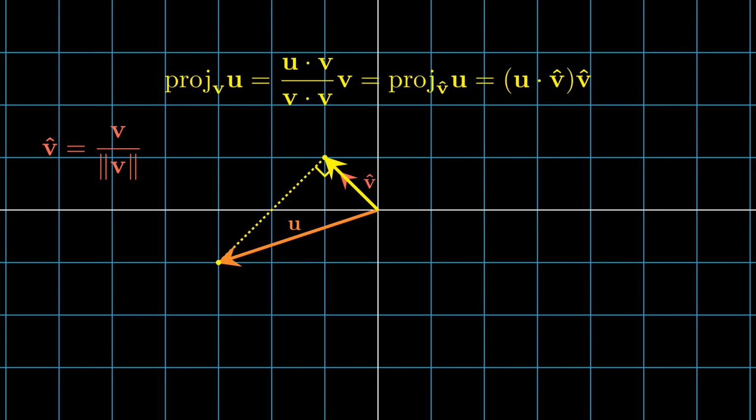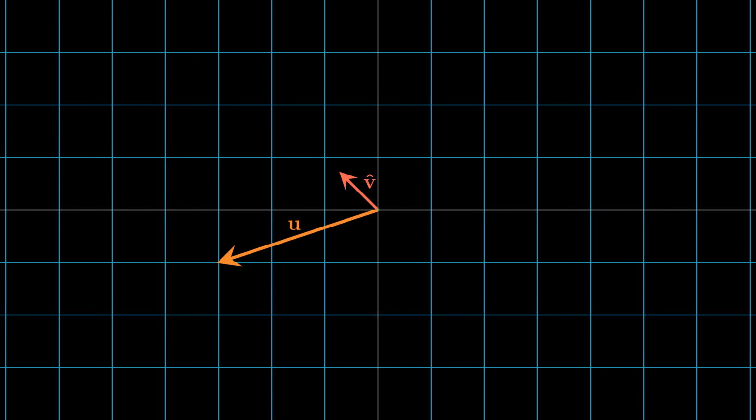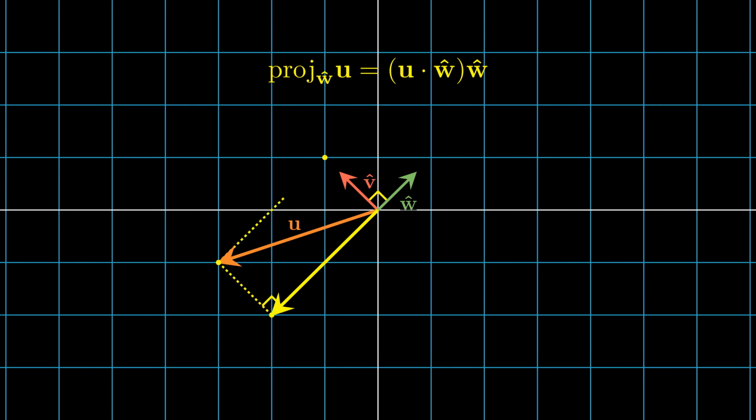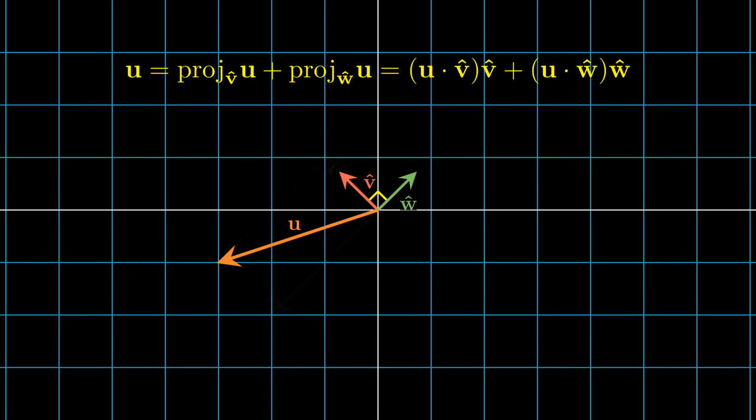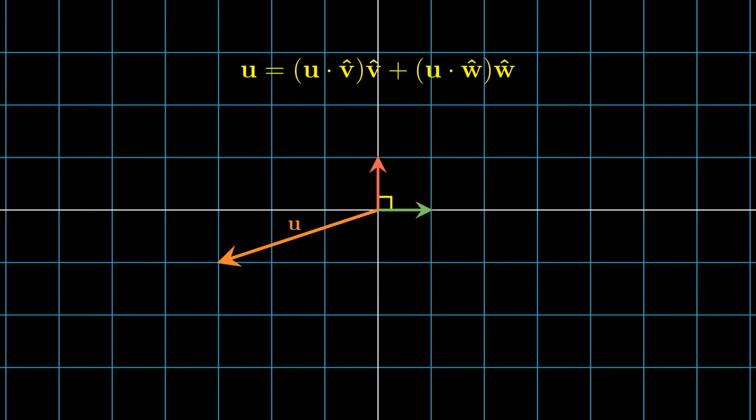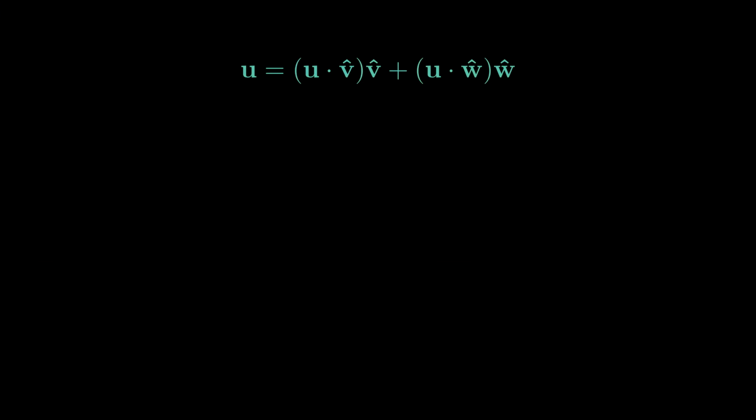We can similarly find the projection of u onto another unit vector w that is orthogonal to the vector v. If we add the two components of u, the two projections, we get the vector u itself. And this can be generalized for any two unit orthogonal vectors in the plane.